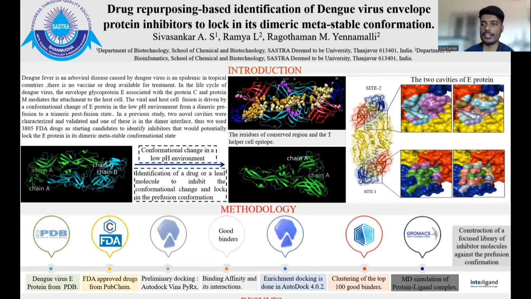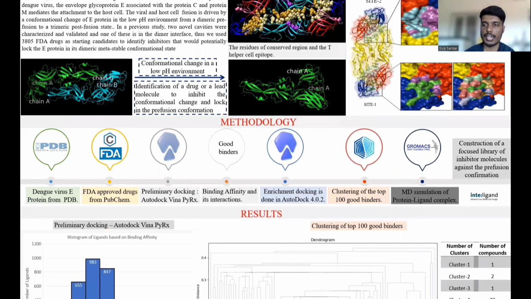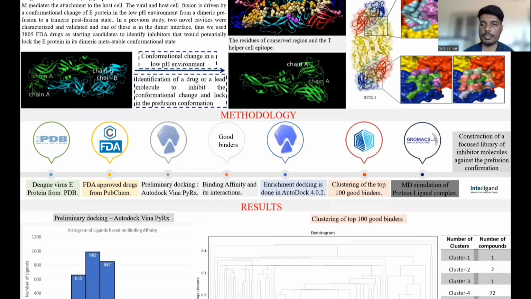To perform this study, we have followed a sequential methodology in which the 3-dimensional structure of the protein is extracted from the PDB, and the PDB ID is 1OKE. The 3,805 drug molecules were extracted from the PubChem database. A preliminary docking is performed in AutoDock Vina software, and good binders were shortlisted based on their binding affinities and interactions. The good binders are further subjected to enrichment docking, and these top 100 good binders were also clustered in Schrödinger software.